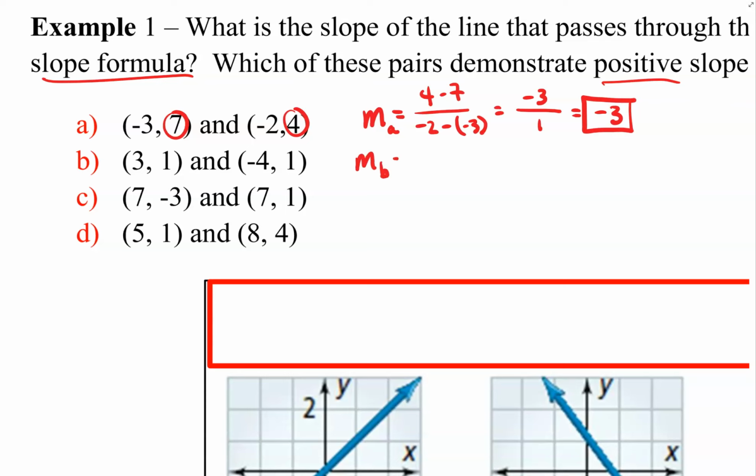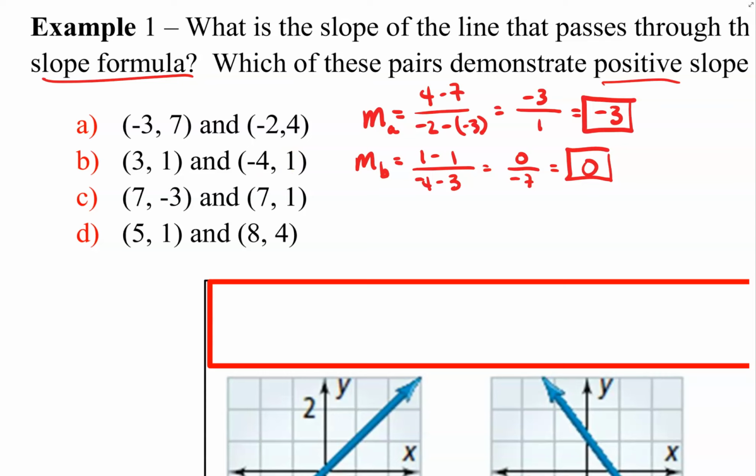The slope for question B would be done similarly. We'll subtract our y values, so 1 minus 1. Oh, that's interesting. And then we'll subtract our x values, -4 minus 3, y2 minus y1, and then x2 minus x1. That's going to produce 0 on top divided by -7 on the bottom, and that's going to reduce to 0. So the points in part B produce a slope of 0.